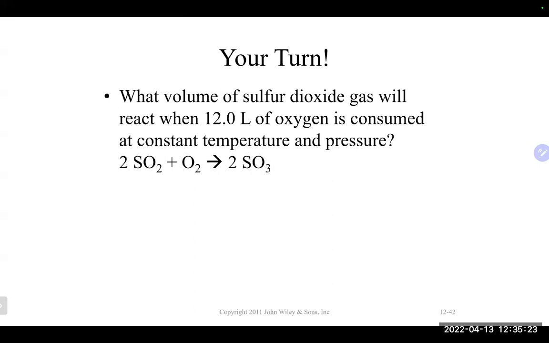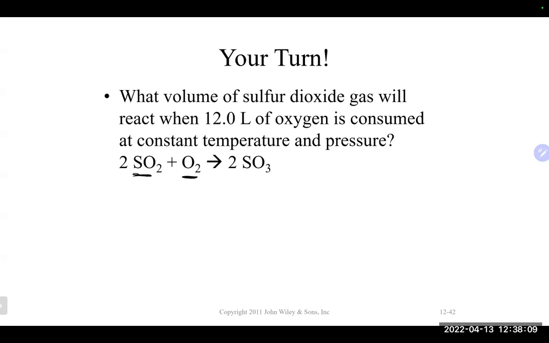What volume of sulfur dioxide gas will be reacted when 12 liters of oxygen is consumed at constant temperature and pressure via this reaction here? In this case, we're looking for the volume of sulfur dioxide, which is this one, that will react when 12 liters of oxygen, which is this one, is consumed at constant temperature and pressure. They didn't give you any other numbers, so you obviously won't be able to do the ideal gas law version.